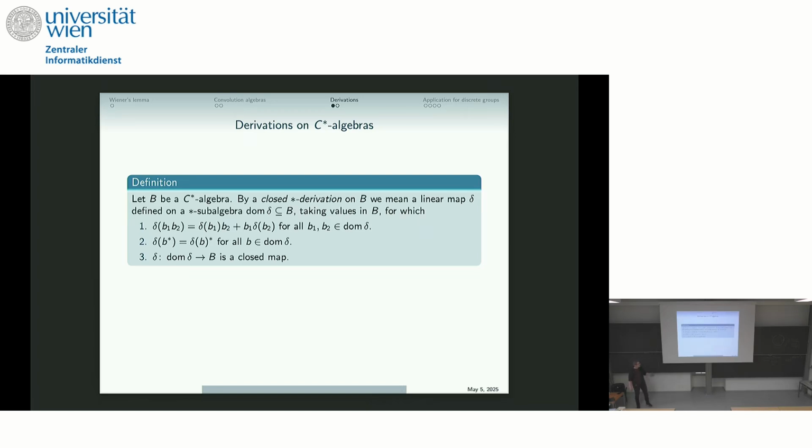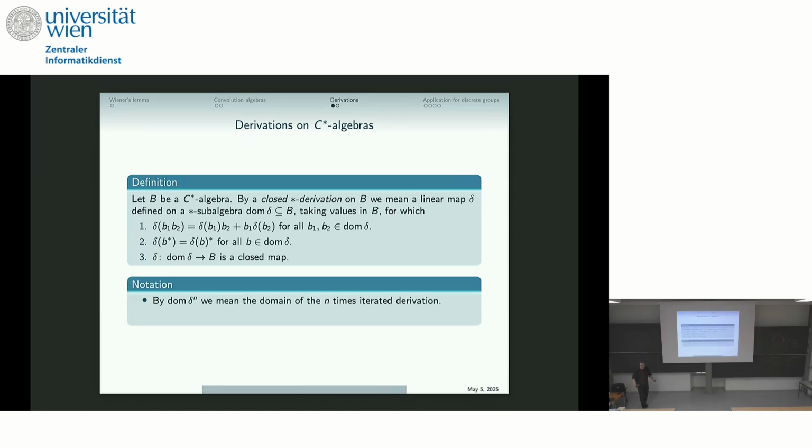for which I have the Leibniz rule, which is the first condition here, saying that I interact nicely with products. I've said star derivation, so my derivation should also respect the involution. So in particular, delta of b star should be the involution of delta of b. And lastly, to do any sort of meaningful analysis, all of which I'll sweep under the rug because it becomes very non-commutative geometry heavy, I need delta to be a closed map with the specified domain.